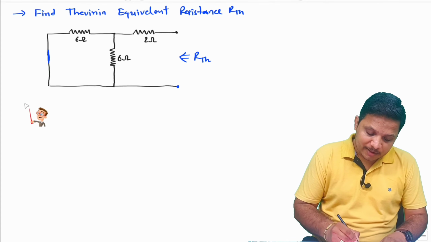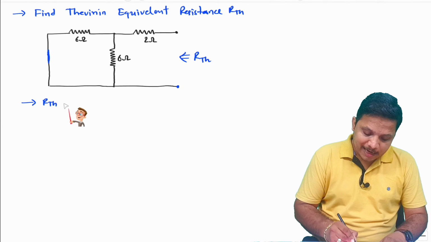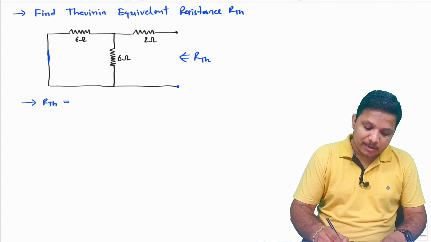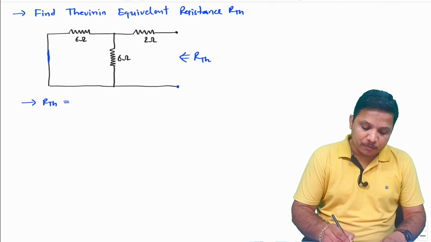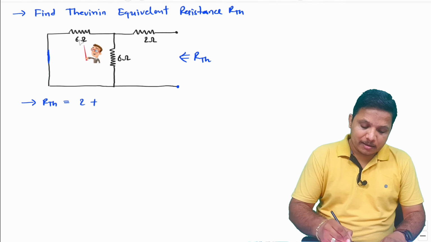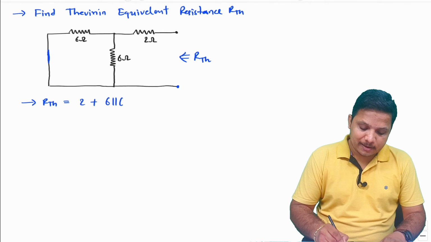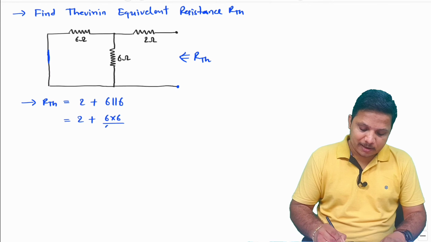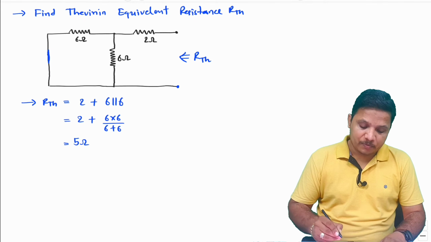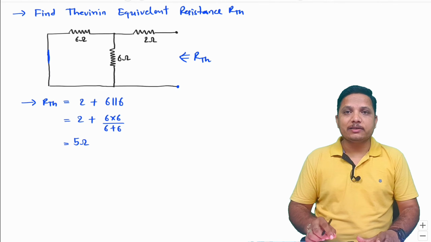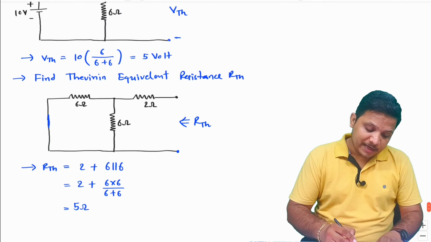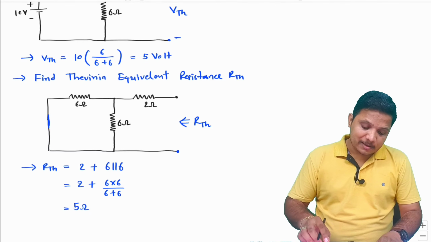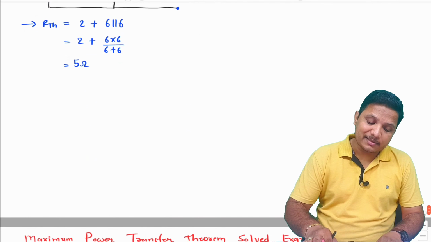Here the value of RTH is just 2 ohm in series with the parallel combination of these two. So 2 plus the parallel of 6 and 6, that is 2 plus 6 into 6 divided by 6 plus 6, which is 2 plus 3, so that is 5 ohm. Now we have the values of RTH and VTH. VTH is this, RTH is this, so I can make the equivalent Thevenin's network here.